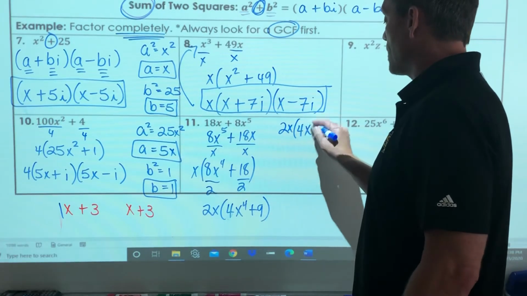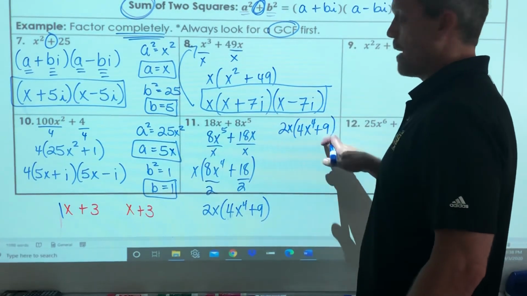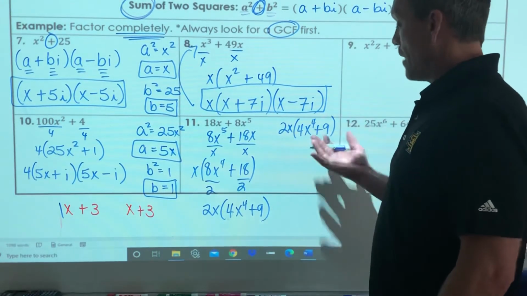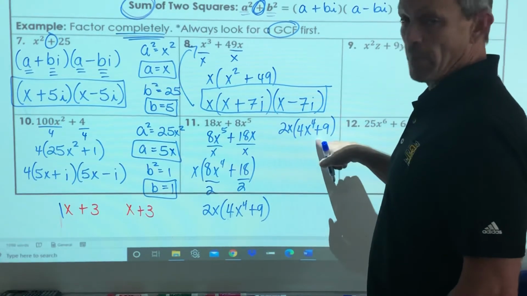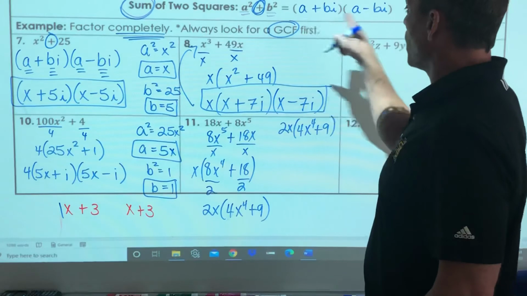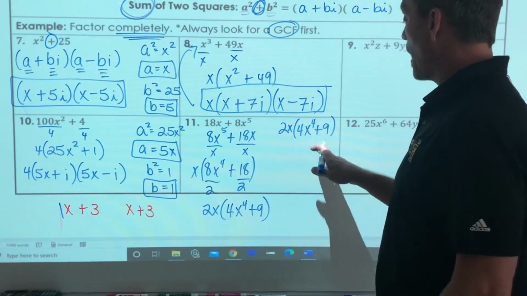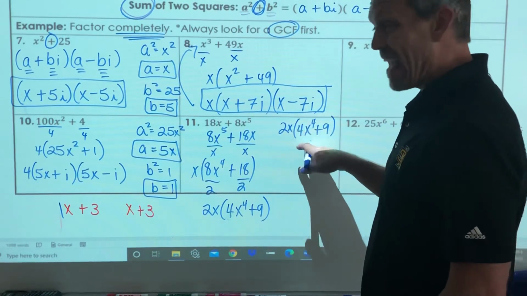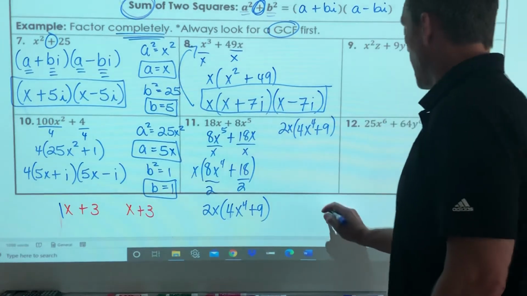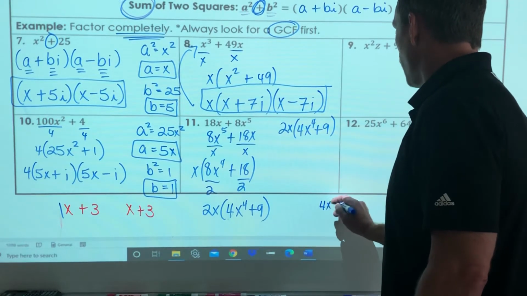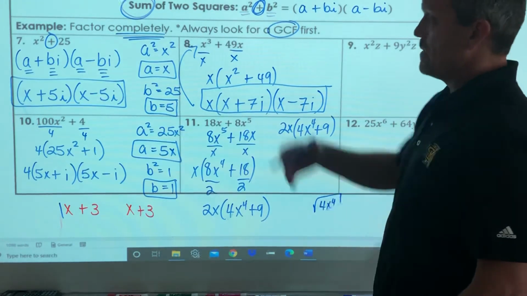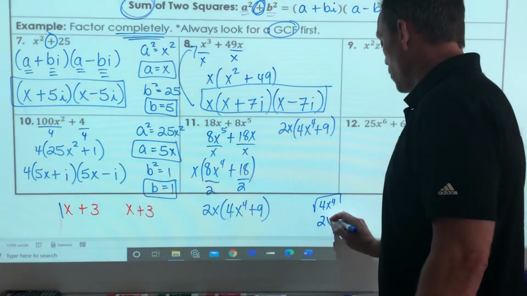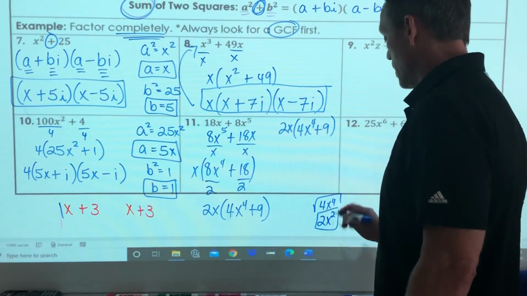And now what's left inside that doesn't have anything in common, 4 doesn't have anything in common with 9, and there's no x between the two. Difference of perfect squares? No. Sum of perfect squares? Yes. Can we follow this same protocol? Absolutely. Our a is the square root of 4x to the 4th. Again, just like we take the square root of x squared, you basically take half of the exponent. This is 2x squared. Okay?